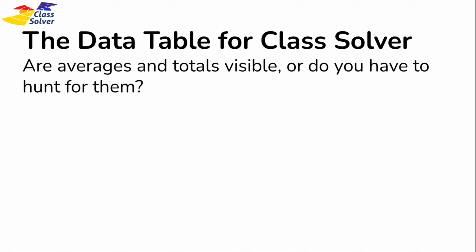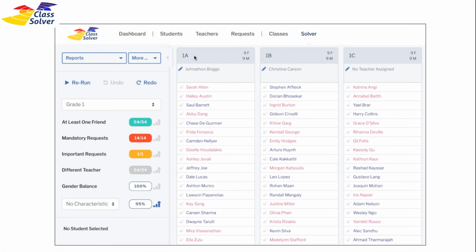Now let's take a look at Class Solver's data table. For Class Solver, there isn't a true data table. Totals are shown for gender, and if certain characteristics have been met, like at least one friend, there are no averages shown, making it difficult to compare the balance among classes. This is especially important for the key variables like academic performance and behavior ratings.